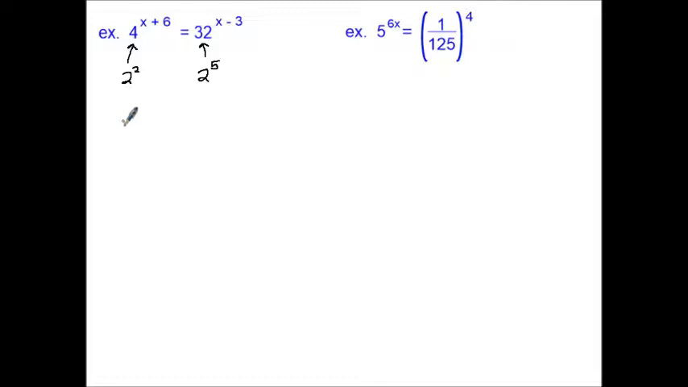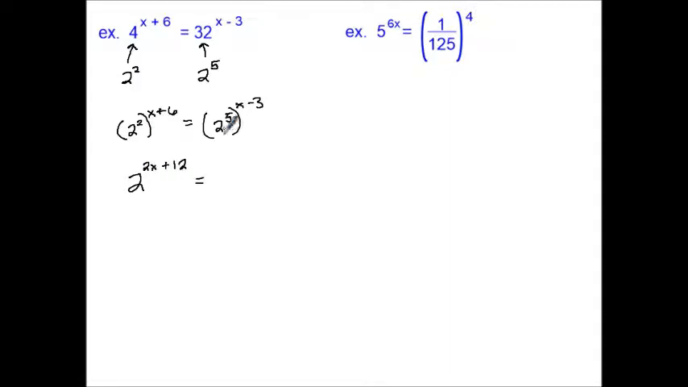So basically I'm going to replace the 4 with 2 squared, and that still has that x plus 6 on it, and likewise I'm going to replace the 32 with 2 to the 5th. He's still going to have an x minus 3 attached to him. And then of course the basic rule, if you have an exponent to an exponent, you have to multiply those exponents. So basically my left side here becomes 2, and then 2 times x plus 6 becomes 2x plus 12, of course distributing there.